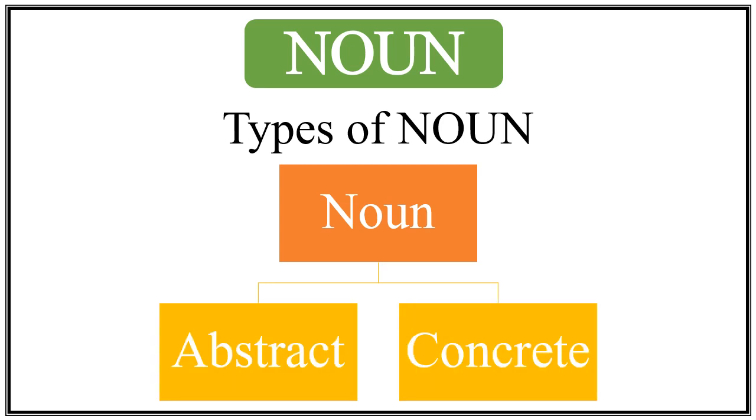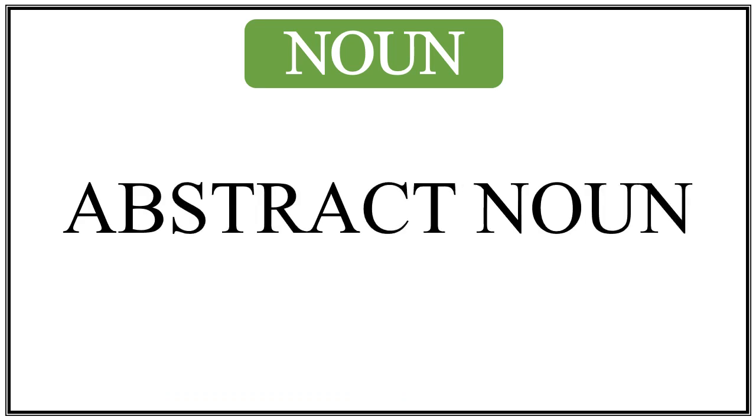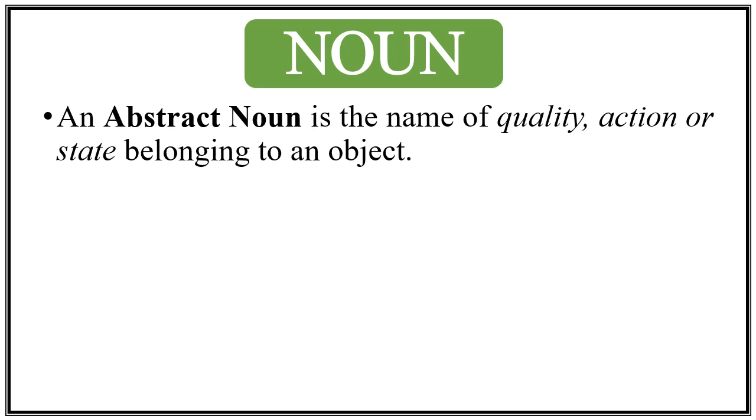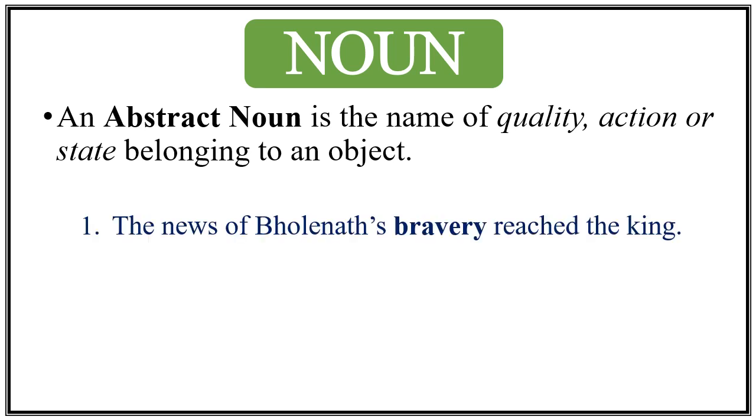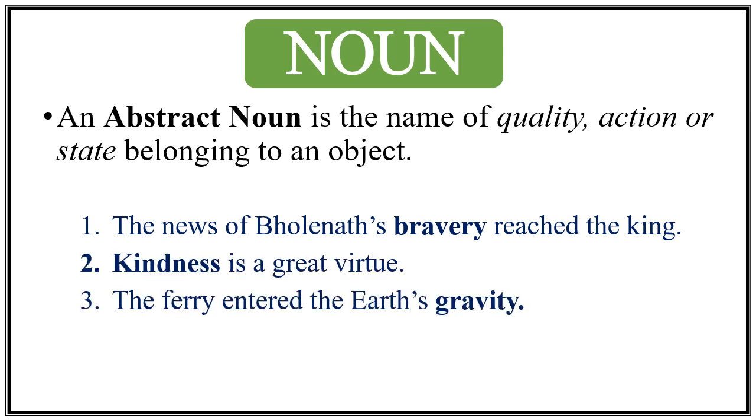First, we will discuss about abstract noun. What is an abstract noun? An abstract noun is the name of quality, action or state belonging to an object, such as, the news of Bowlen Art's bravery reached the king. Kindness is a great virtue. The ferry entered the earth's gravity. Everyone should like honesty. The words bravery, kindness, gravity and honesty in these sentences are abstract nouns.